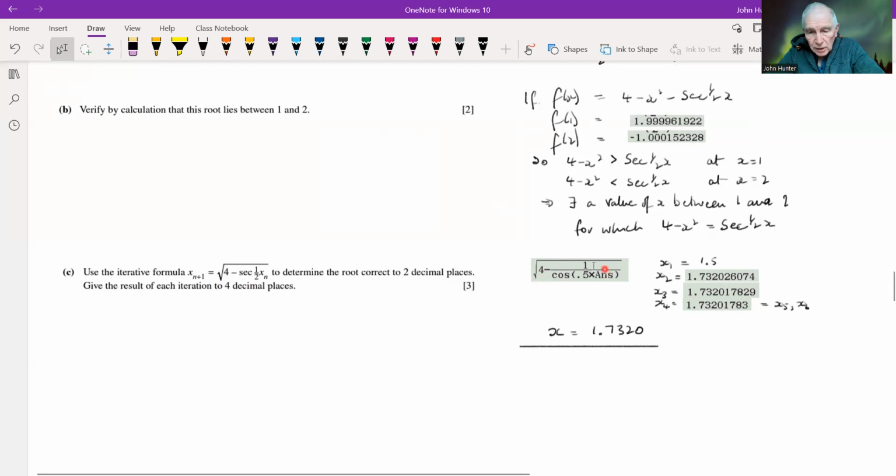Okay, so this is what we type into our calculator. So the first thing we put in is we type in the initial value. Well, I've chosen 1.5, between 1 and 2 seems as good as any. So type in 1.5 equals. Now that puts that in the answer location of your calculator.